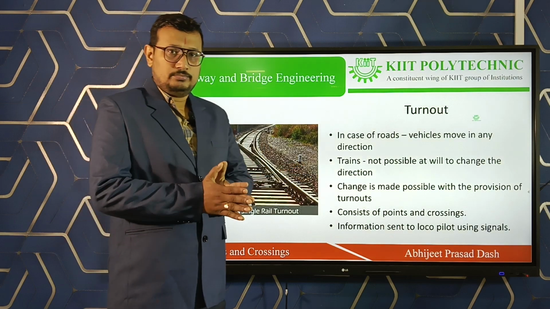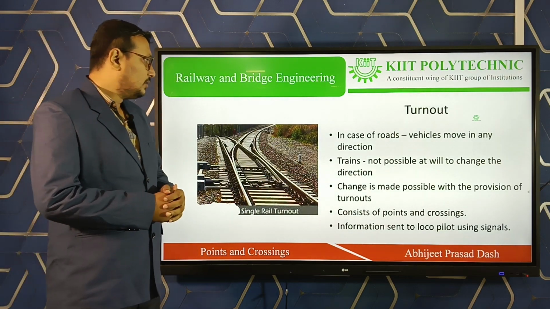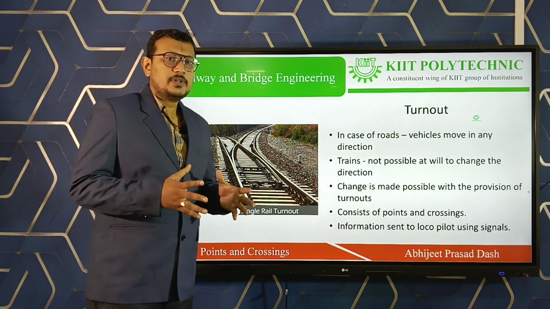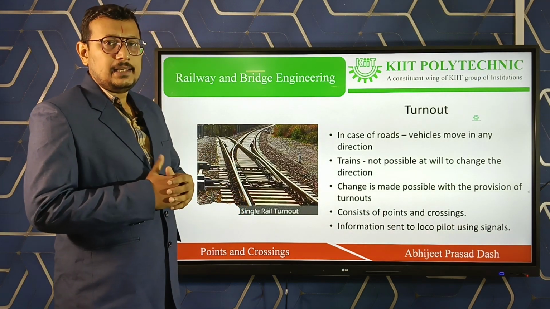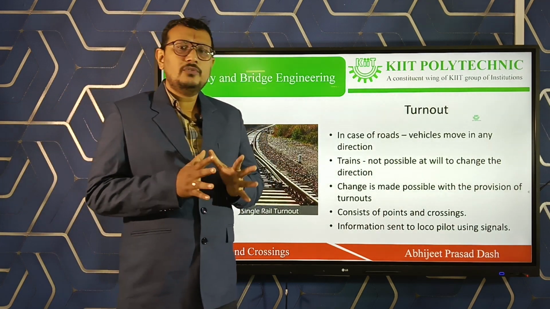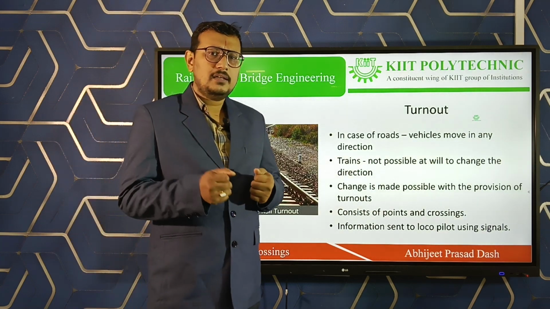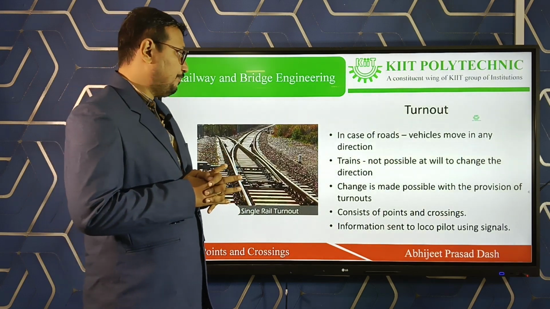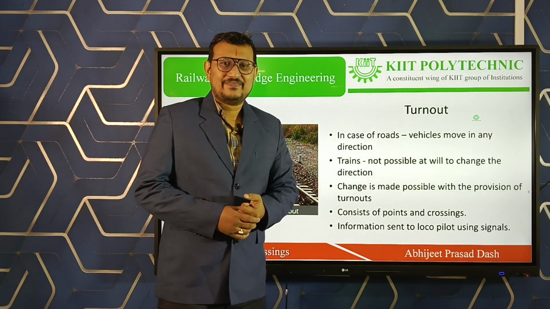So, what is a turnout in railway engineering? Why is a turnout needed? As we know, in transportation engineering, normal highway engineering, a road vehicle tries to move in any direction. It has steering, it has a handle, it can change its direction at its will. Trains are not able to change direction at will.